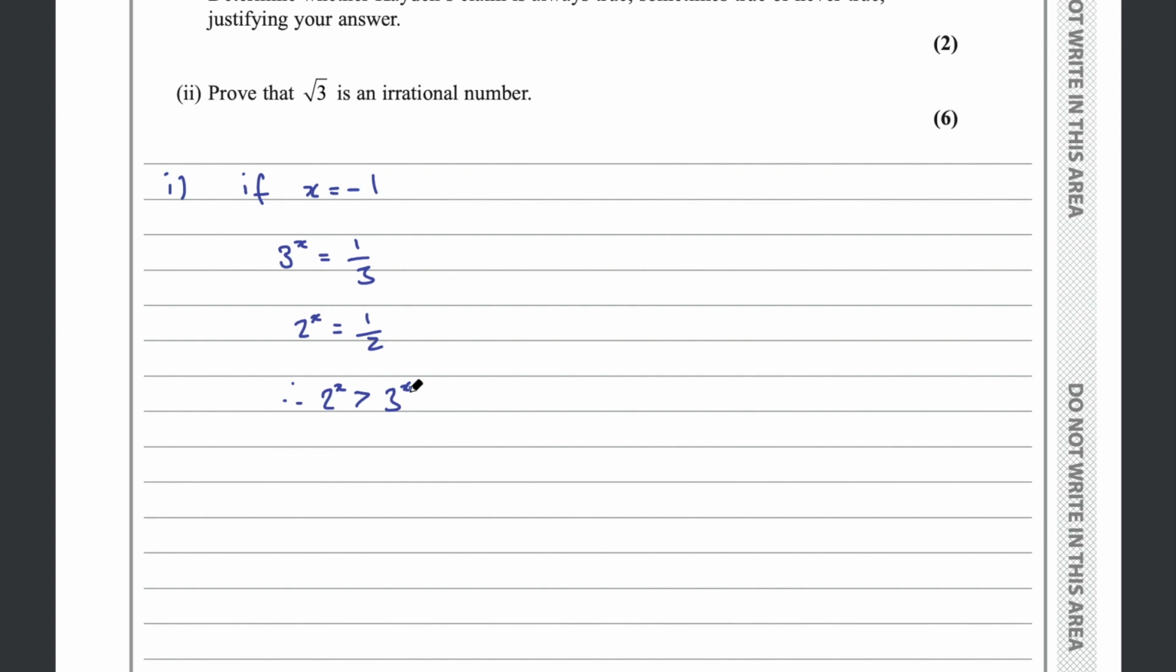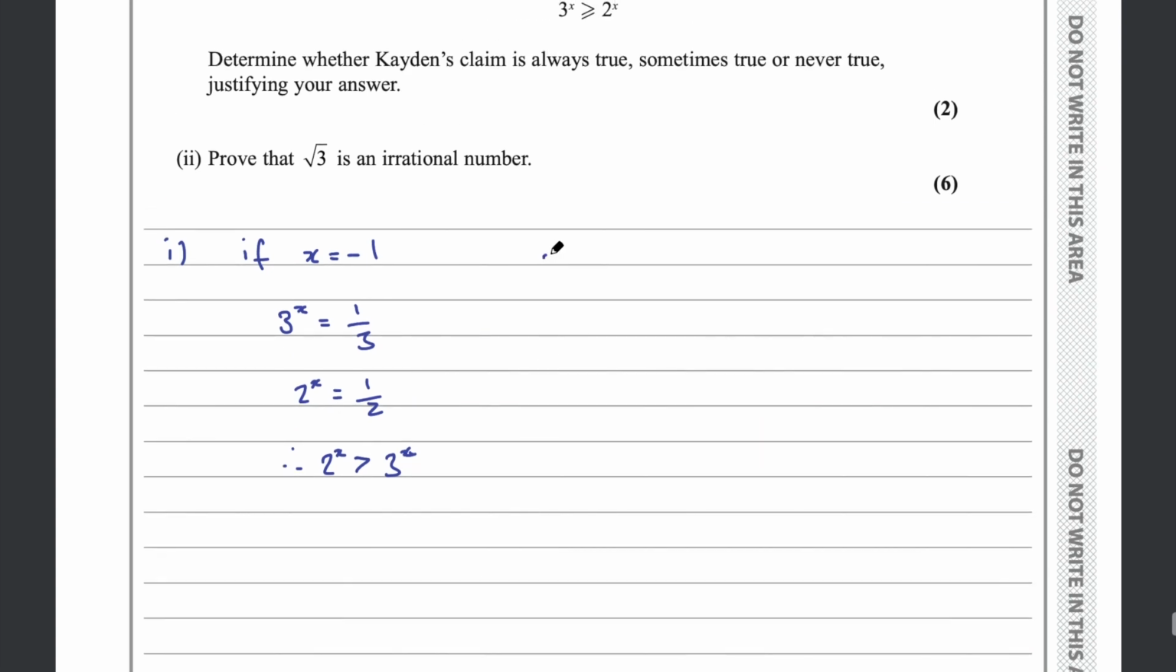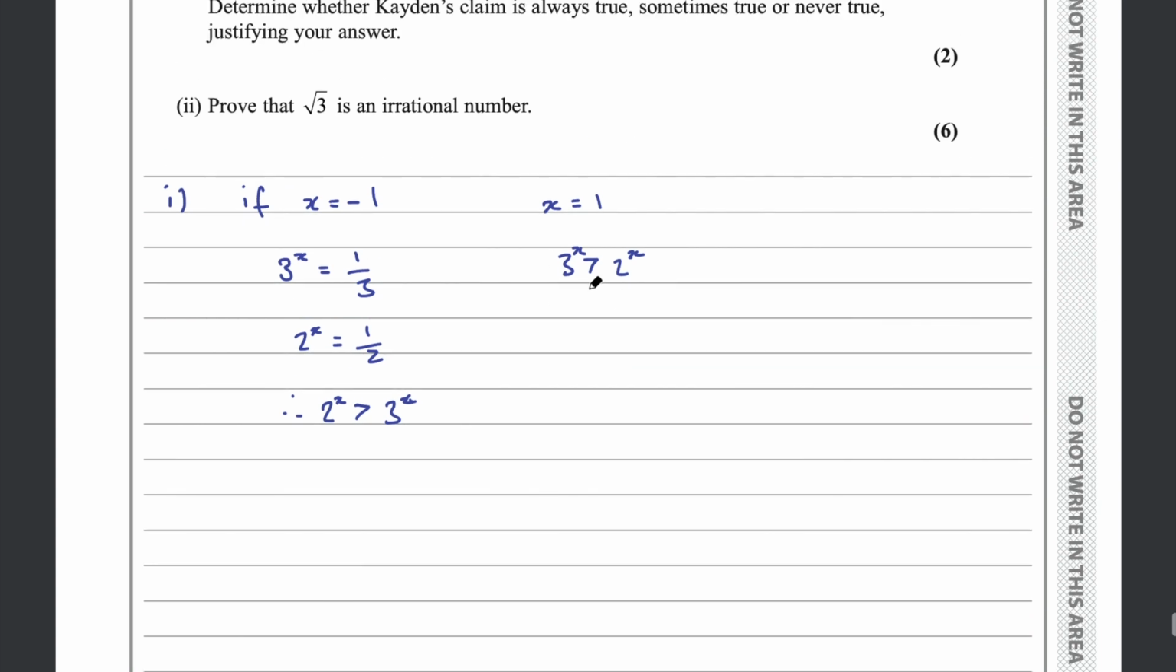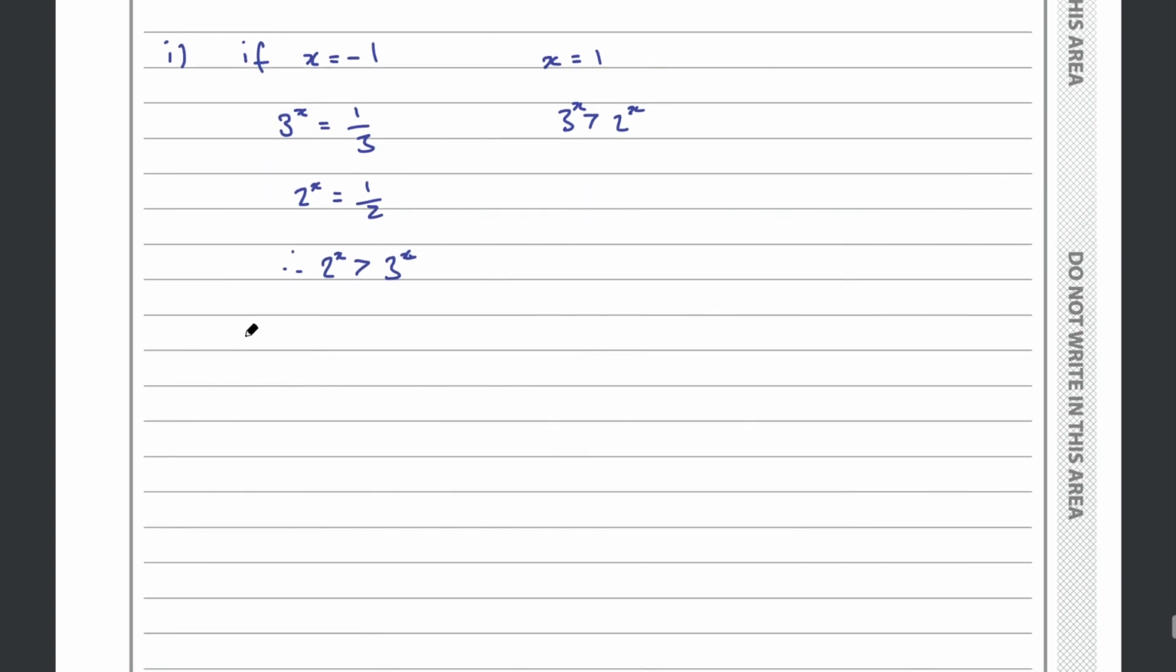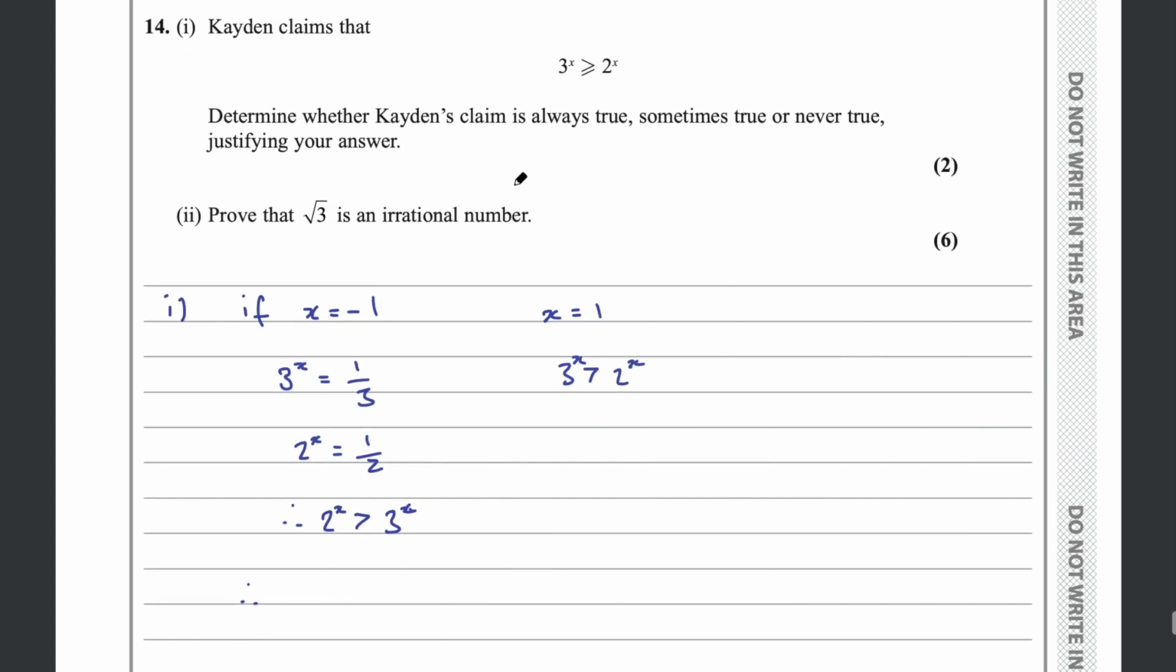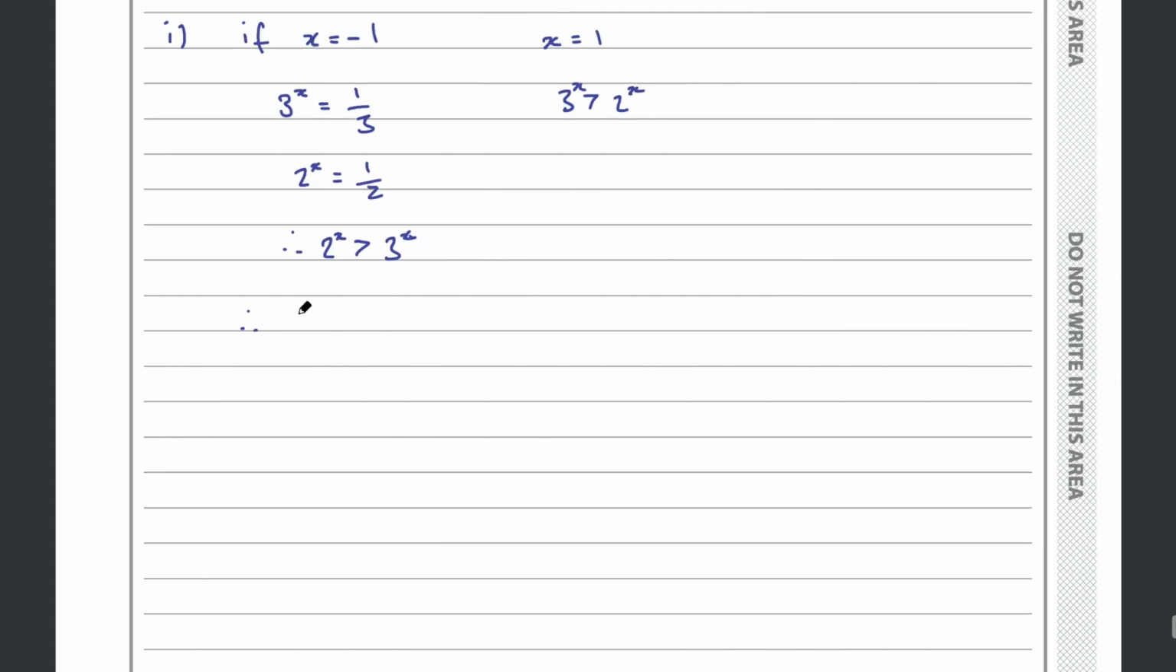So therefore, we could also give an example. x equal to 1, 3x is greater than 2x. So to show that, we see that it's sometimes true. So therefore, Caden's claim is sometimes true.